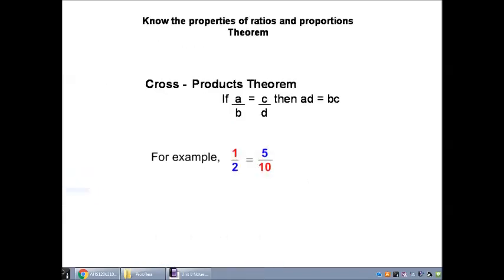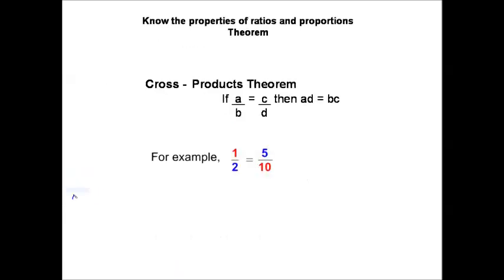Proportions allow us to solve for missing values using what's called the cross products theorem, which tells me if A over B is equal to C over D, then I can multiply A times D and B times C. Cross multiply, is what you've probably heard in the past.